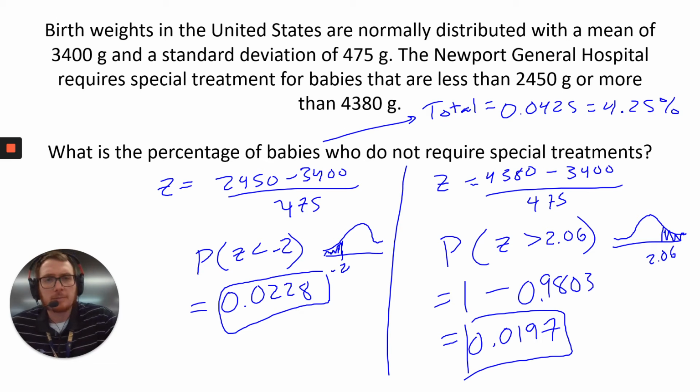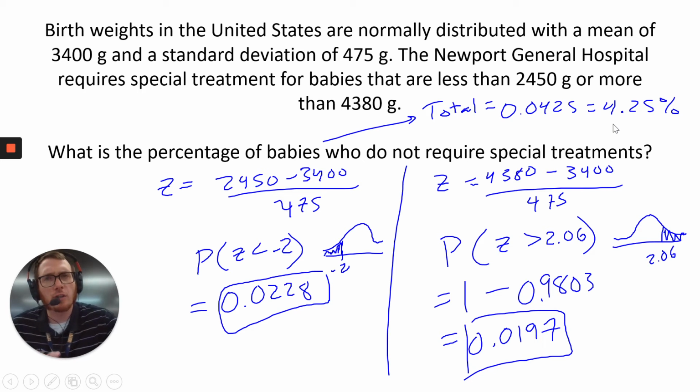Notice here it's a greater than, so z greater than 2.06, which means I have to do 1 minus because the table always does less than or area to the left. I need area to the right, and so that would be 0.0197. And then when I add those together, I get 4.25%.